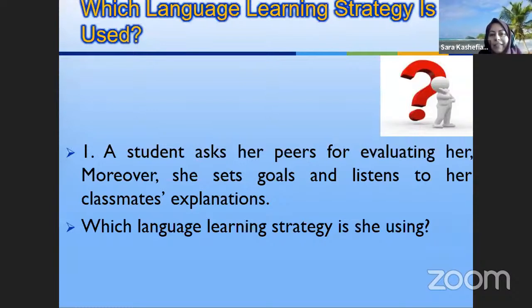Now, I explained about different language learning strategies. I want to ask you which language strategy is used. Please listen to what I read to you and tell me, you can write it in the chat box, which language learning strategy the person is using. A student asks her peers for evaluating her. Moreover, she sets some goals and she tries to listen to her classmates' explanations. So you can see evaluating, setting goals, listening to classmates' explanations. Please write it to me in the chat box. What kind of language learning strategies is she using?